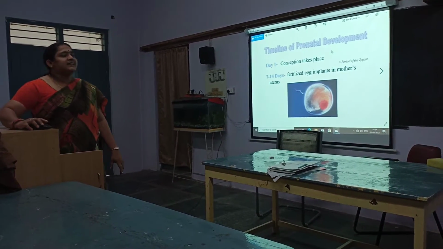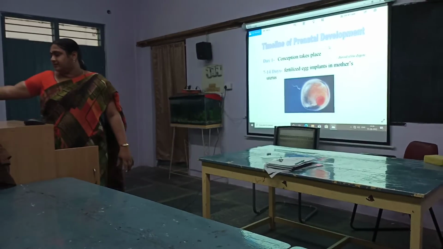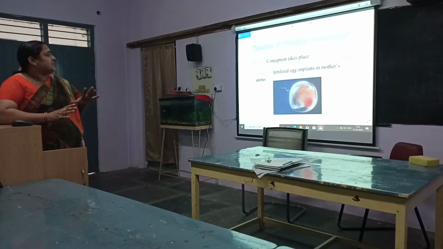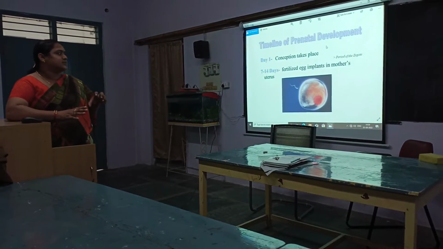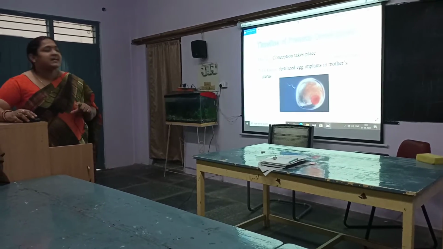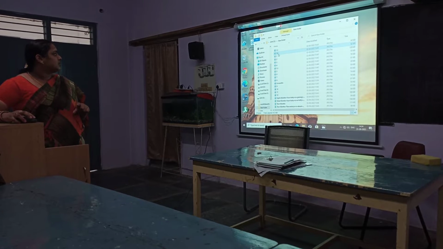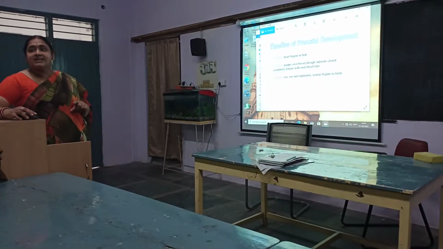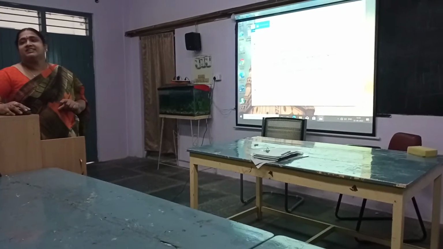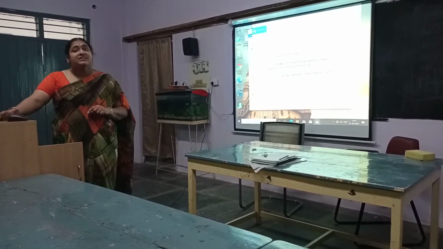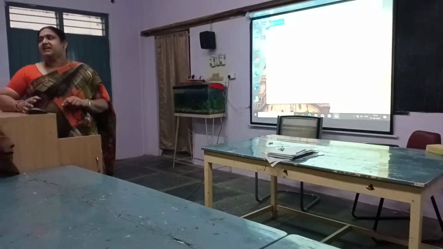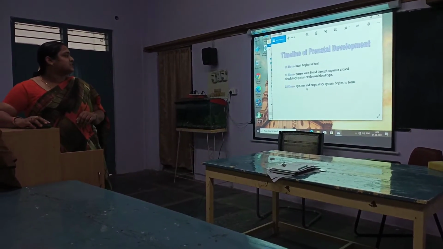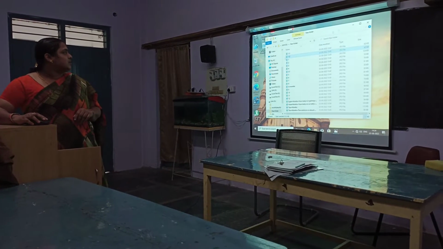This is the timeline of prenatal development. Day one is the conception when it takes place. Generally, the fertilization and implanting process into the mother's uterus will take 7 to 14 days. After the 18th day, the heart begins to beat. At 21 days, it starts pumping blood through a separate closed circulatory system. Now, you understand which system will first function in the fetus? The heart, the circulatory system. On the 28th day, the respiratory system, eye, and ear will begin to form.